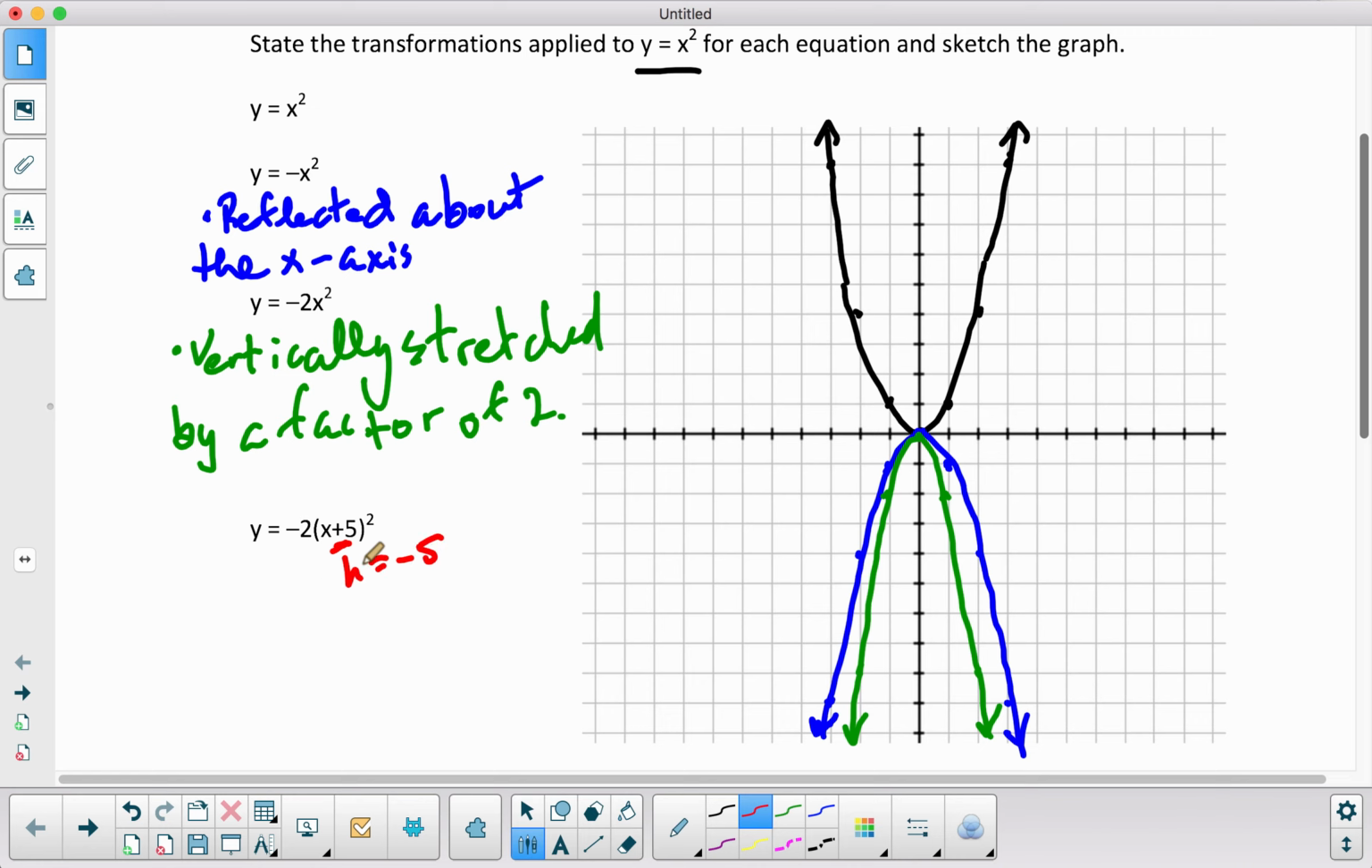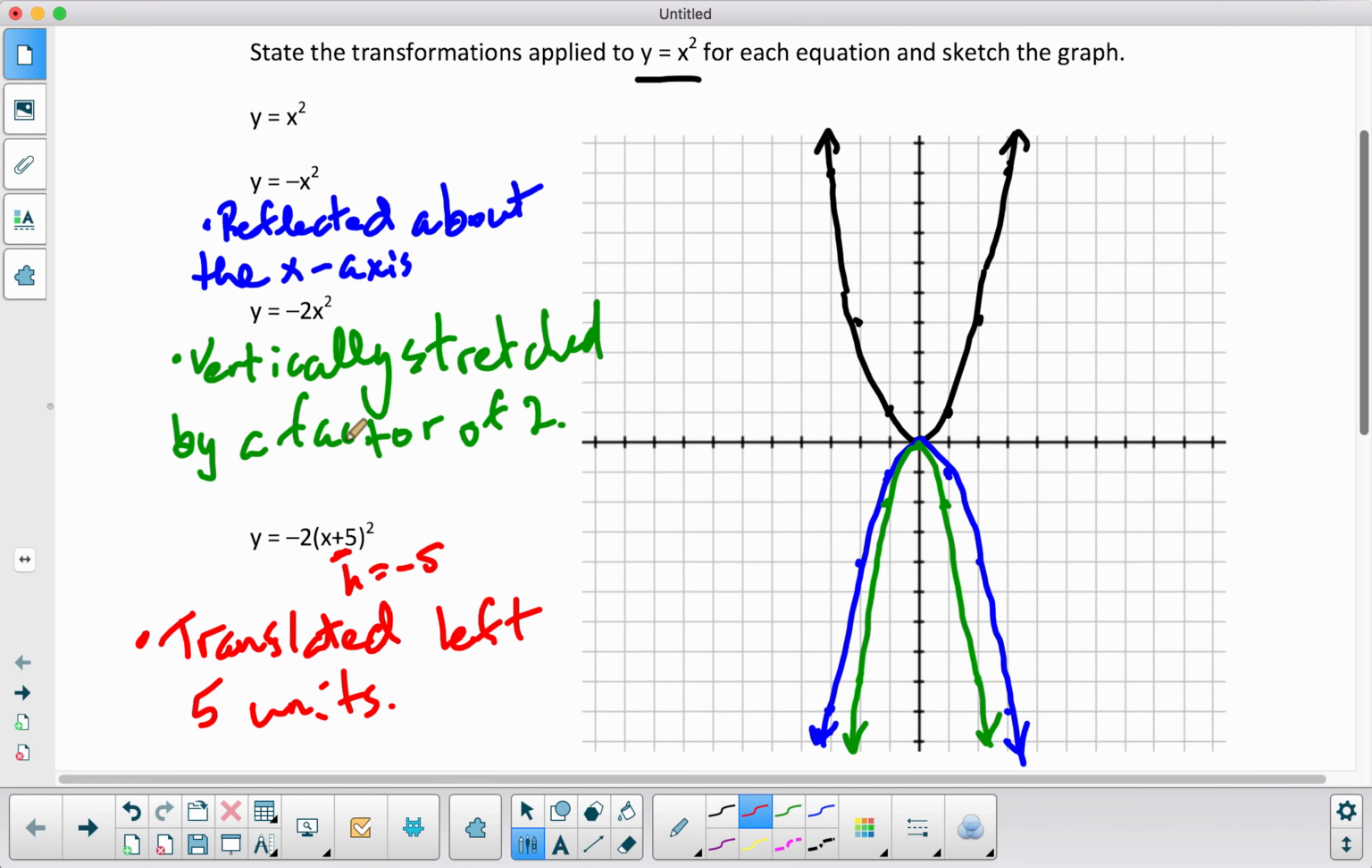Okay, and what we know about this number is that it moves the parabola left or right. A negative h value moves the parabola to the left. A positive h value moves the parabola to the right. So this one is shifted, or moved, to the left, and the math term that we're going to use is called translating. So we can say that it's translated. Okay, so we're going to take the green parabola and move every point to the left.